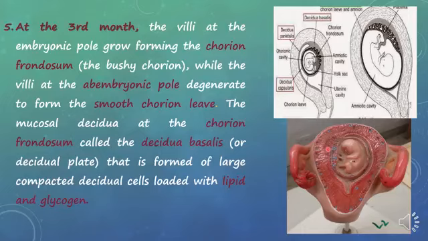The decidual mucosa at the chorion frondosum is called the decidua basalis, or the decidual plate. The decidual plate is formed of large compact decidual cells loaded with lipid and glycogen.